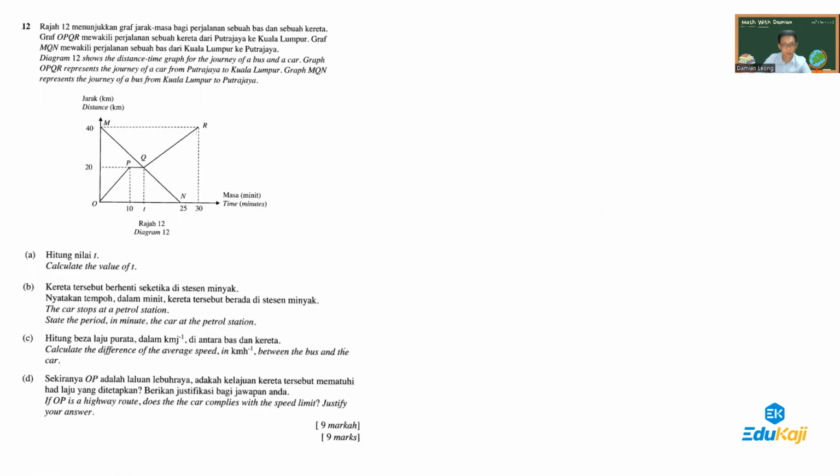Question 12. Here, I have distance against time graph. I want to calculate value of t. So the information I'm given in the graph. Actually, I'm not really given any information in the graph. Sorry, in the question, but from the graph, I should be able to see.